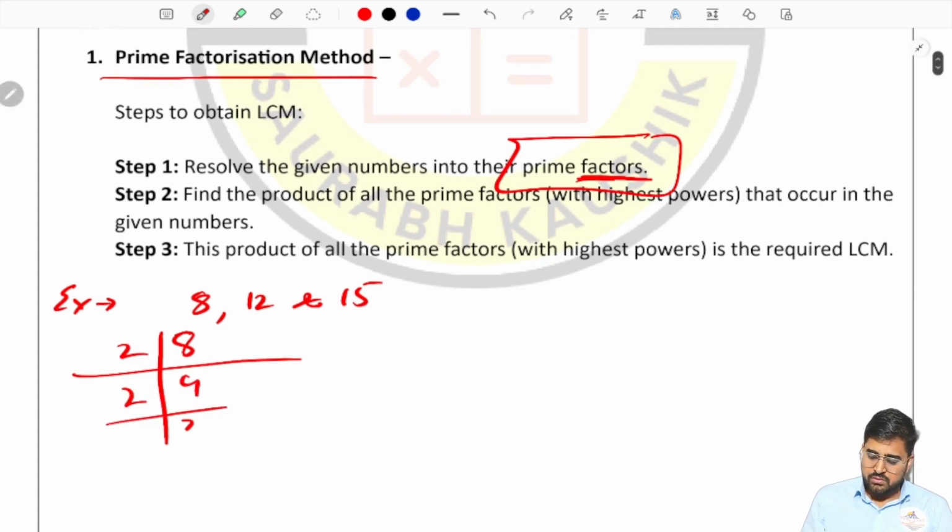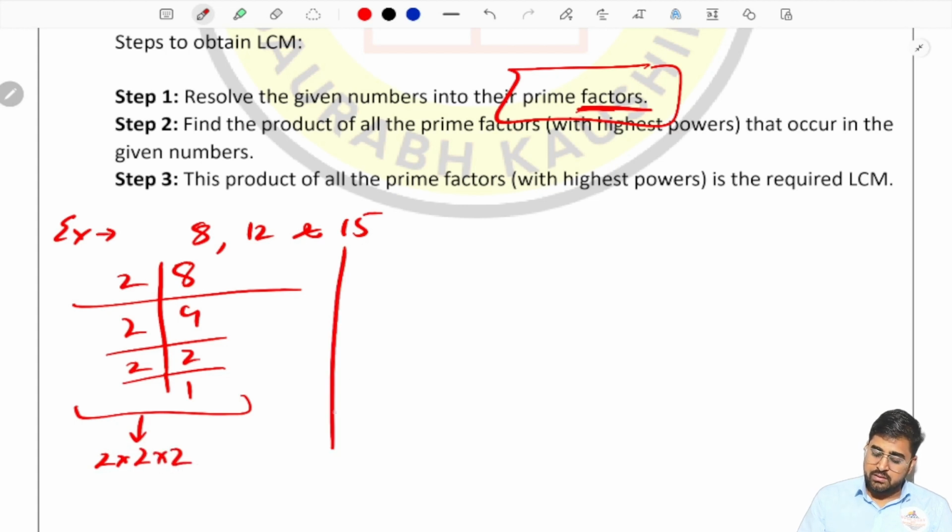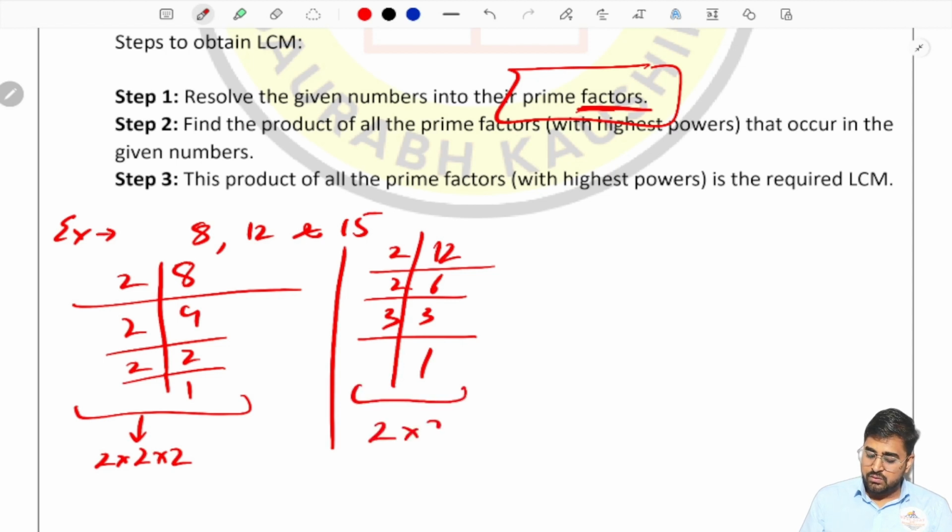8, 4, 2, and the 1. If you want to write 1, you can, otherwise 1 plays no significant role here. So the way to write the number 8 in a prime factorized method is 2 into 2 into 2. Okay, now 12 can be written as 6, 3, and 1. So we have 2 into 2 into 3. No other prime factors are possible for now.